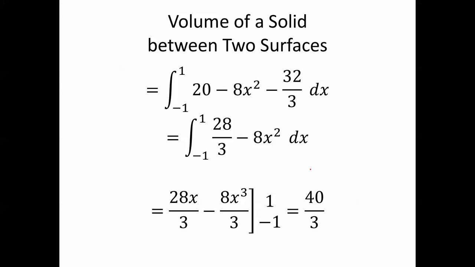Well, that's just a regular integral from -1 to 1. When you integrate that with respect to x, it's 28x over 3 minus 8x cubed over 3 from -1 to 1. In other words, 40 thirds.